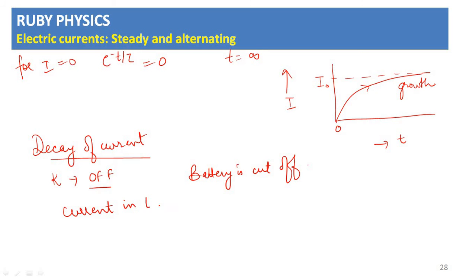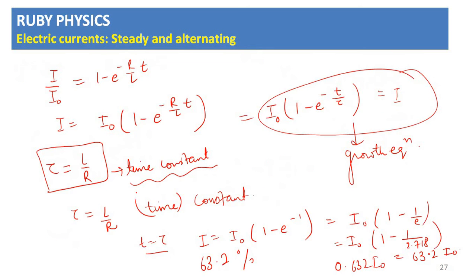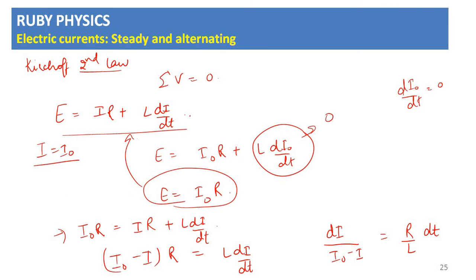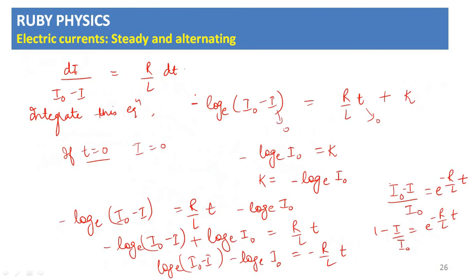Current in LR circuit decays. Suppose I is the current at any time, and the current in an LR circuit will decay. Now the Kirchhoff equation that we have written in the starting, that is E is equal to IR plus L di by dt, we will use this equation again.